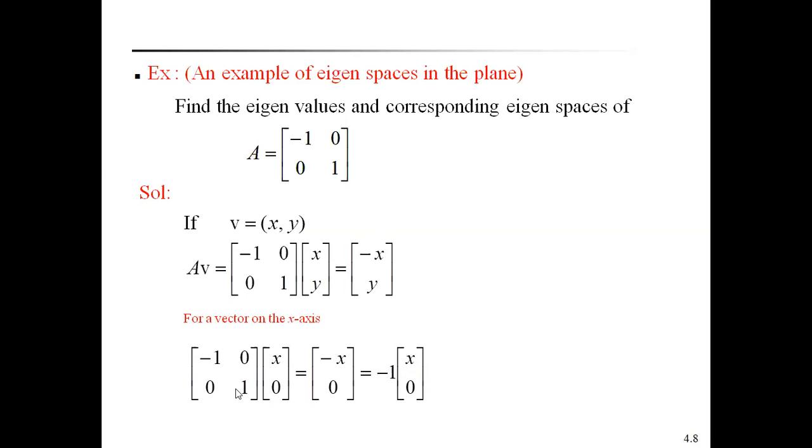Here see, Ax is equal to lambda x. The lambda value here, my eigenvalue, is -1 into x, because that vector is on the x-axis. Therefore, this lambda is equal to -1. This is the eigenvalue corresponding to a vector on the x-axis.